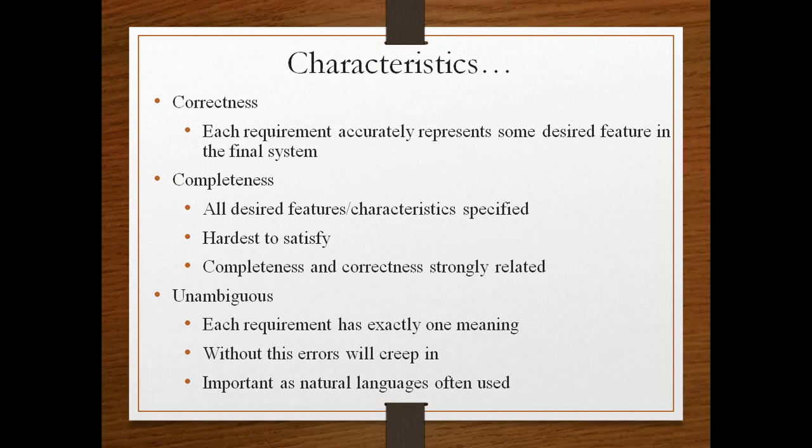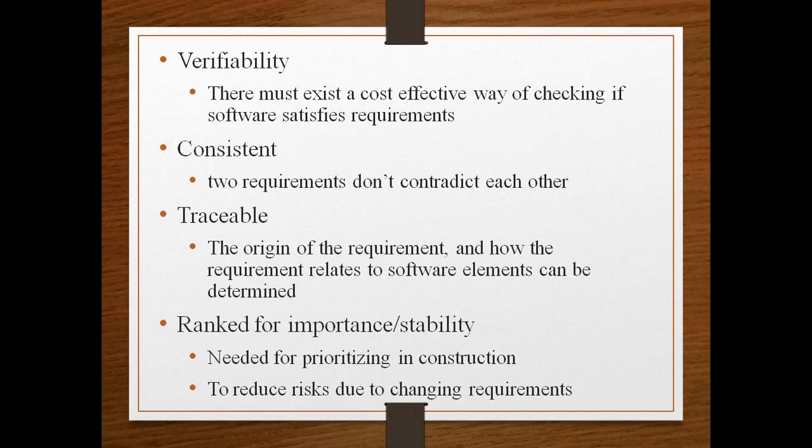Completeness: all desired features and characteristics specified should be complete. It is hardest to satisfy, but completeness and correctness strongly relate to each other. Unambiguous: each requirement has exactly one meaning. Without this, errors will creep in. Important, as natural languages are often used. Verifiability: there must exist a cost-effective way of checking if the software satisfies the requirement.